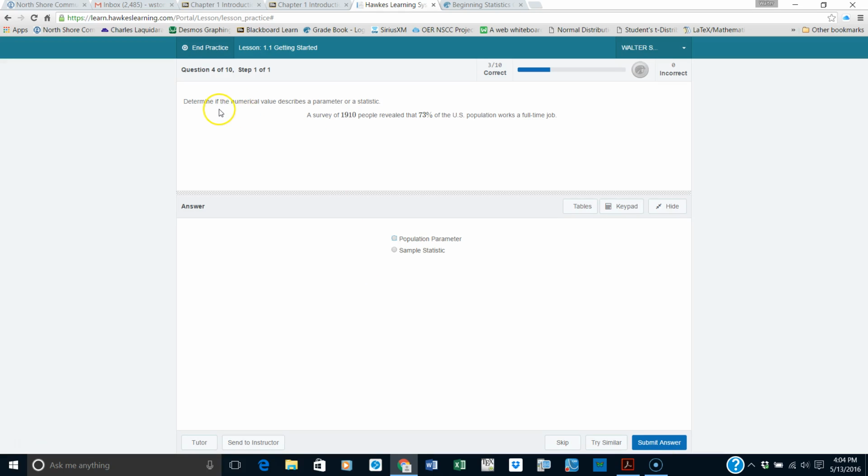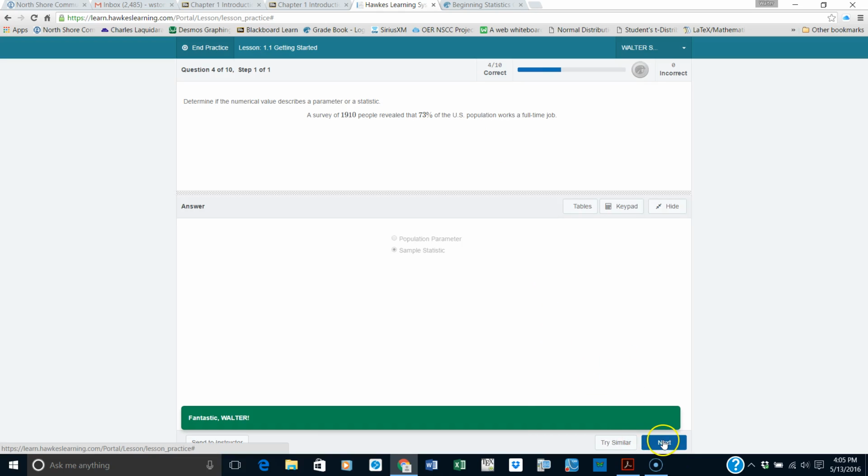And here we want to look and see if the numerical value describes a parameter or a statistic. A parameter is a numerical value that describes the entire population, and a statistic is something that describes a sample. It's derived from a sample. So a survey of 1,910 people revealed that 73% of the US population works a full-time job. So this is a sample statistic. It's based on a sample rather than a population of everyone who works a full-time job.